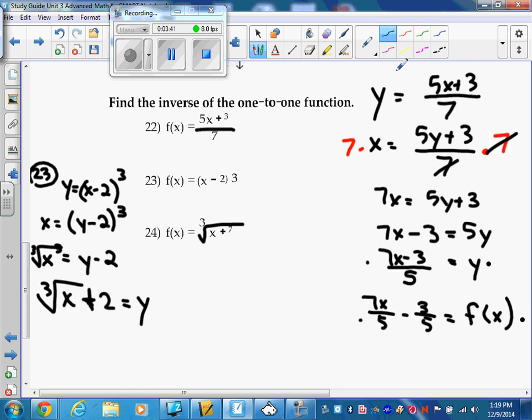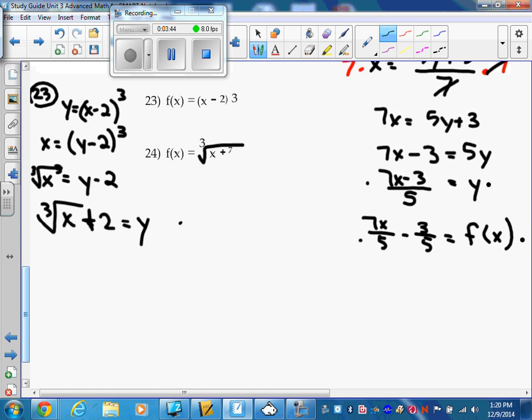Okay, now let's try 24. I think I left enough space here for that one. 24, I'm going to write y equals the cube root of x plus 7. And notice this is very similar to 23, but it's a little different because this one is kind of in the group, and this one is in the group also, but they're going to wind up looking different. This one's outside the house, and is this one going to be outside the house or inside the house? Can you predict?